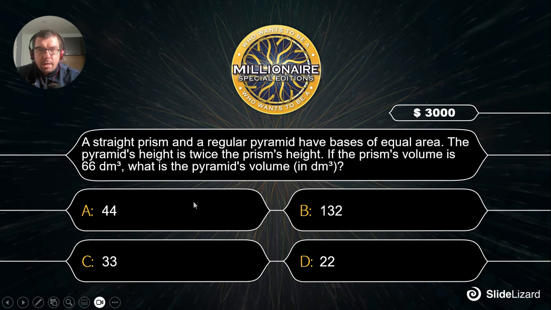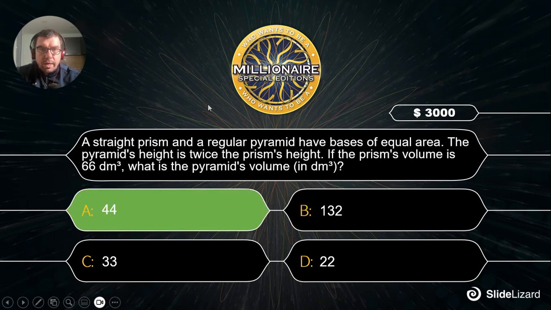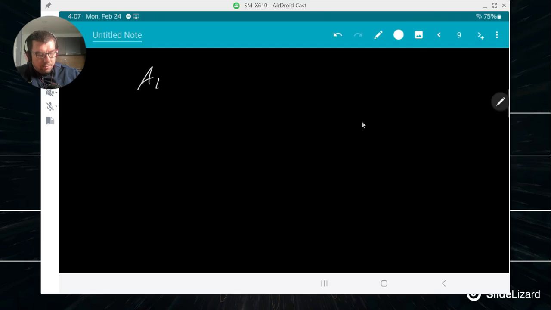Did you find A, 44? That is correct. Let's solve it together. The area of the base is the same. The height of the pyramid is 2 times the height of the prism.